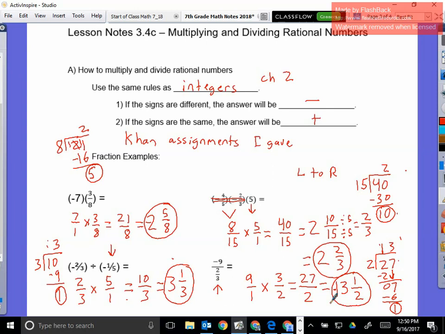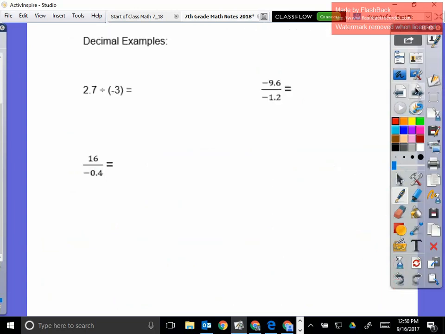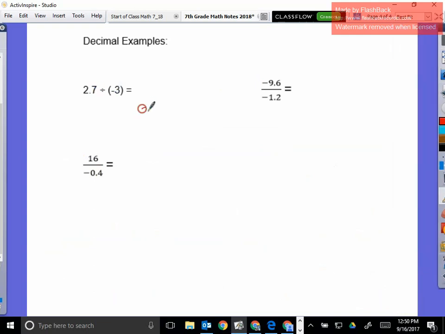Let's check out some decimal division here. So here we got 2.7 divided by -3. All right, no worries to set this up. We're going to take 2.7, divide that by -3. 2.7 is going to go on the inside. 3 is going to go on the outside. Now we're just going to go ahead and divide this.